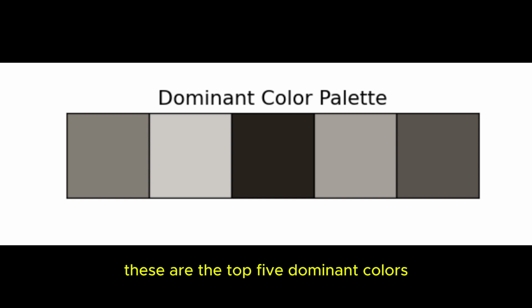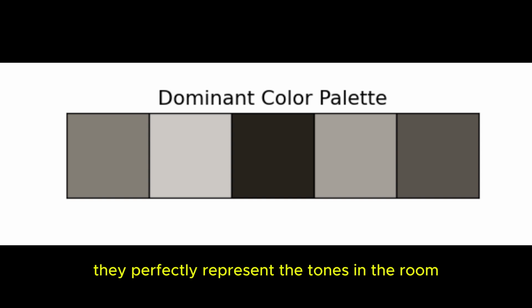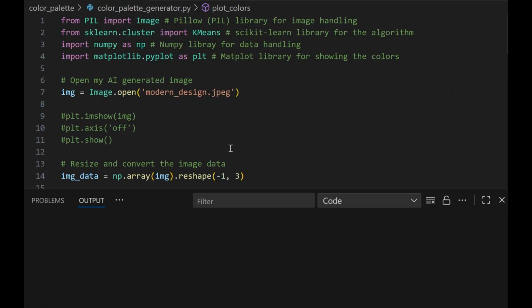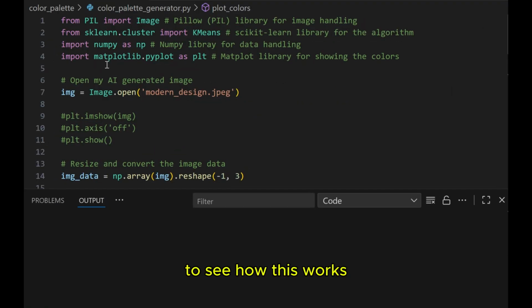These are the top 5 dominant colors that the algorithm picked out from the image. They perfectly represent the tones in the room: warm neutrals, soft whites, and some darker accent shades. Now, let's break down the code, step by step, to see how this works.